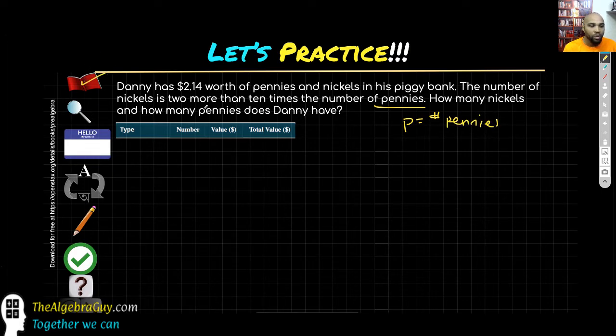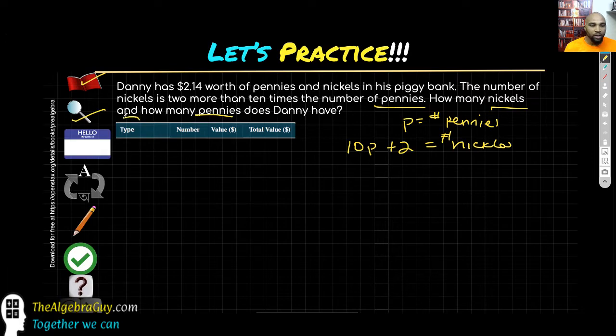So we read our problem. We identified what we're looking for. We need both pennies and nickels. But I'm going to let nickels equal. Actually, I wrote that backwards. I want nickels right here. I want the number of nickels to be equal to the number of nickels is 2 more, so 2 more than 10 times the number of pennies. So 10 times these pennies. So that's what we want here.